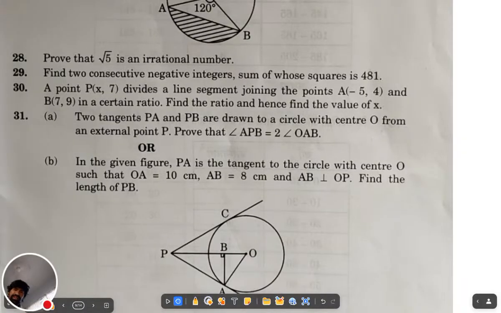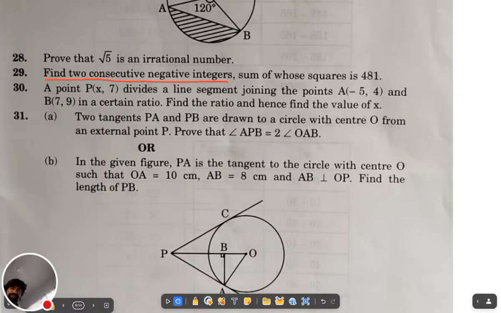Yes. What is the 29th question? Find two consecutive negative integers, the sum of whose squares is 481. So we need to find two consecutive negative integers such that the sum of their squares is 481.